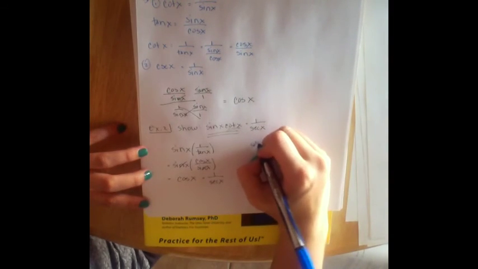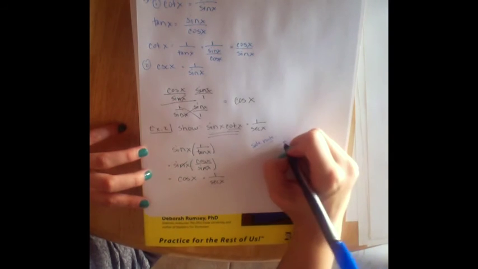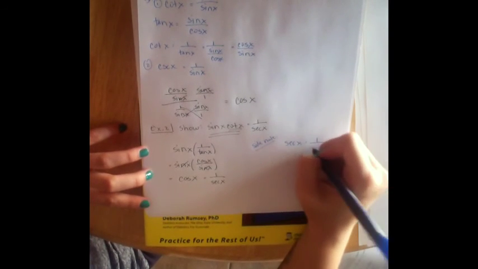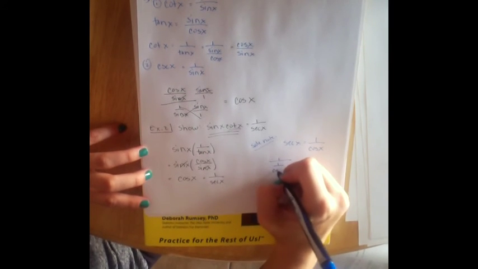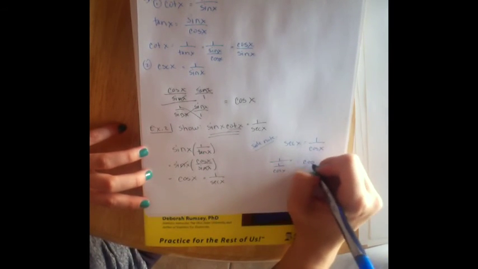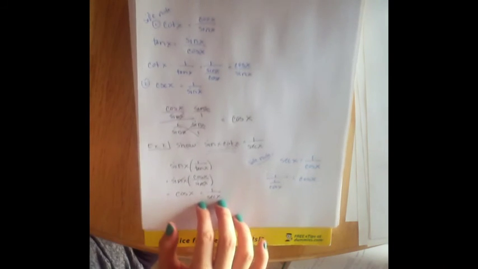And my sine of x is canceled, leaving me with the cosine of x, which is 1 over the secant of x. We remember, side note, secant of x is 1 over the cosine of x. So 1 over the cosine of x is the cosine of x. We've now proved 2 trig identities.